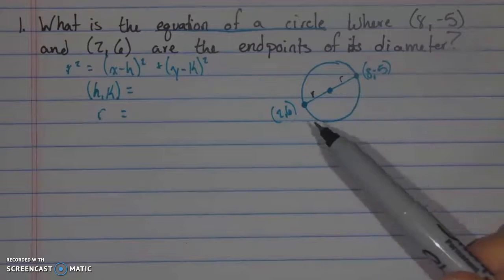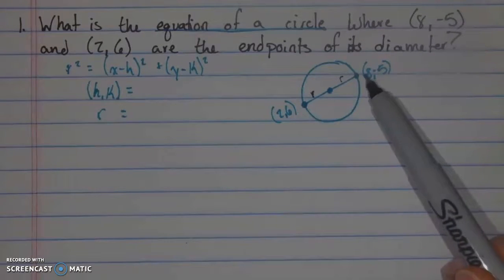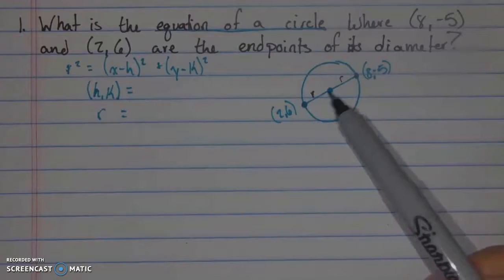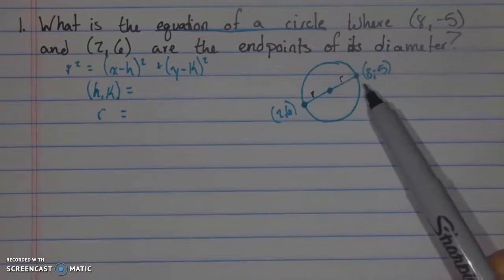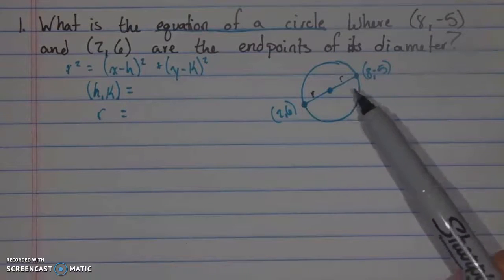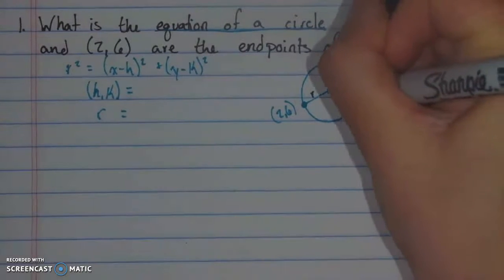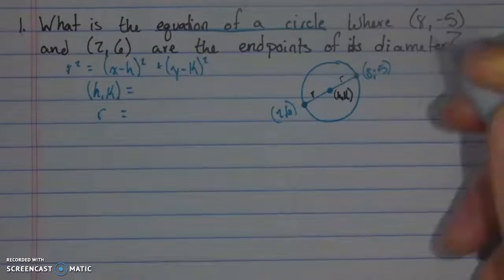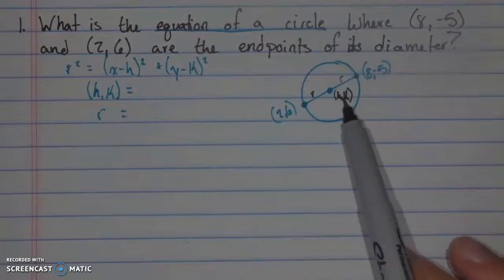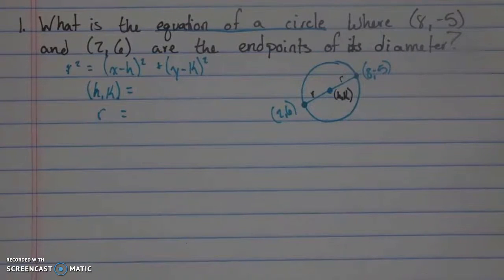Well, that's really nice because if I'm considering the formulas I have to work with, distance is one formula that I have, and distance should be able to give me the distance between these two points, and the radius is just half of that. Midpoint always tells me what is exactly in the center, which is our (h, k). So that means that if I use the midpoint formula, I should be able to find (h, k), and if I use the distance formula, I should be able to find r. So let's start with the midpoint formula.